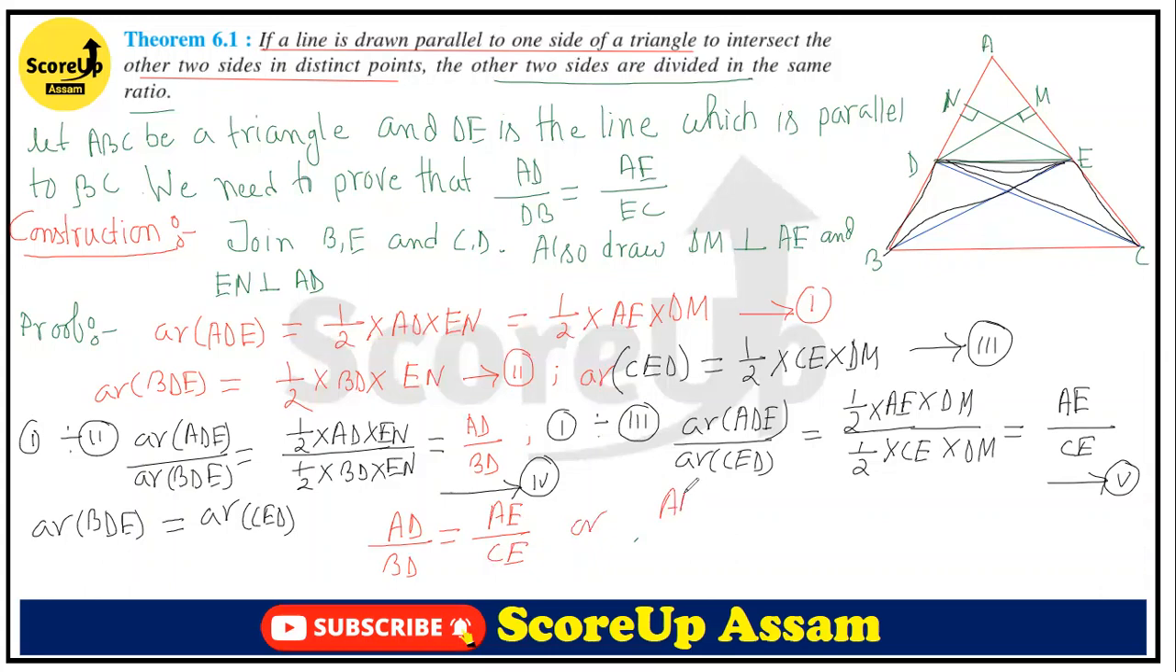AD by DB is equal to AE by EC. Hence it is true. This is all about theorem 6.1, which is very, very important. And there is a numerical in exercise 6.1 based on this theorem, which you need to do.